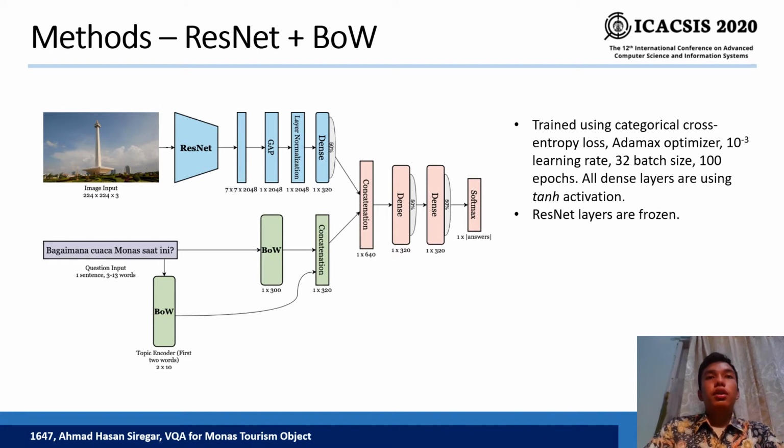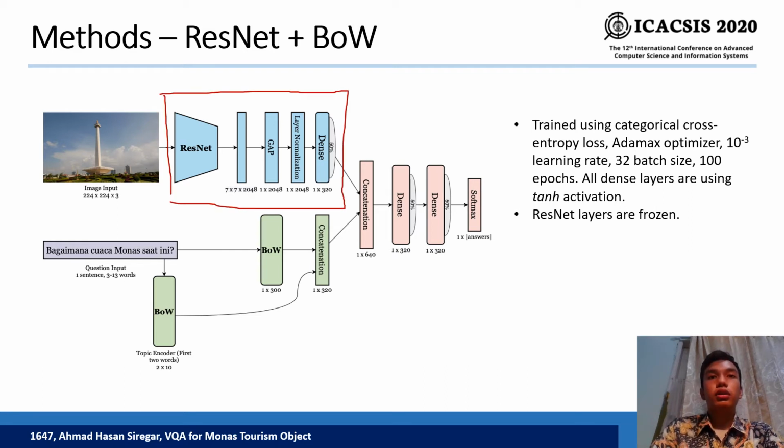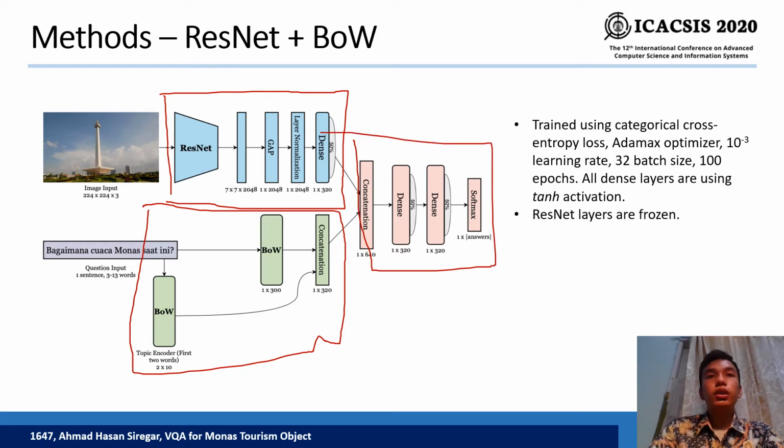So here is the first proposed method of our research. This model contains 3 big components. The first is the image embedding part, the question embedding part, and the final is the dense layers part. The image embedding uses the ResNet CNN architecture with frozen layers and then global average pooling, and then we normalize it and apply transformation layers, that is dense layers, with dropout probability.